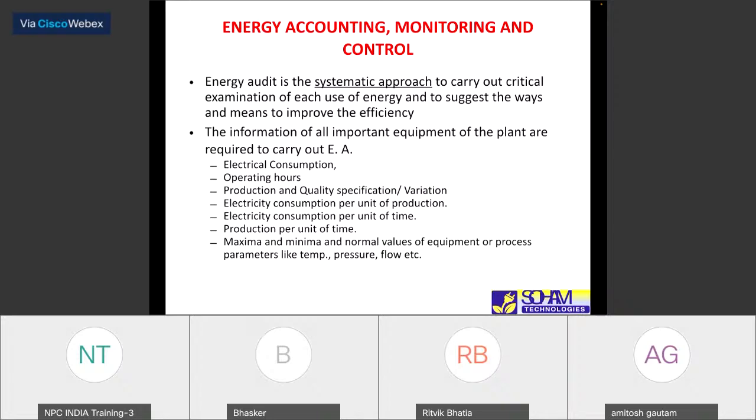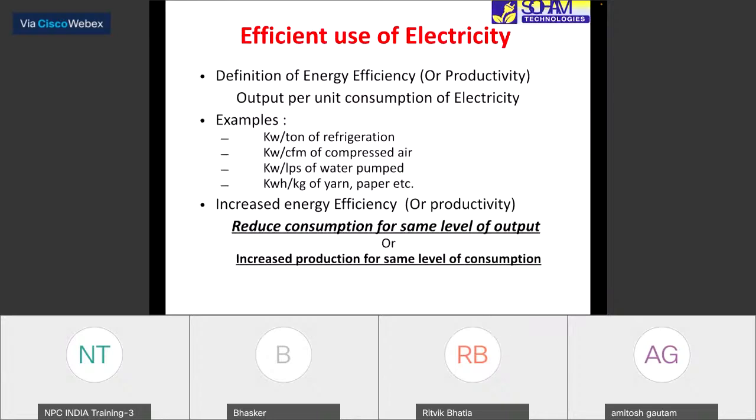So all this monitoring, accounting and control will lead towards a systematic approach to conservation, which will take us to the efficient use of electricity, with the definition of energy efficiency or productivity as output per unit of consumption of electricity. Examples: kW per ton of refrigeration, kW per CFM for the compressor, kW per LPS for a water pump, and kW per kg of yarn or paper. These are known as specific consumption, which can give you increased energy efficiency.